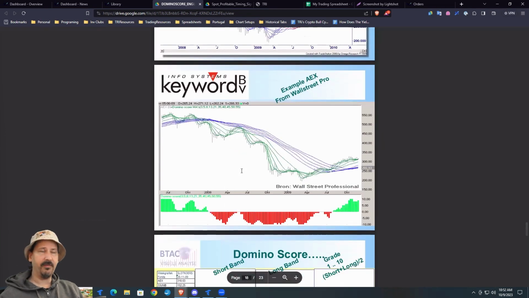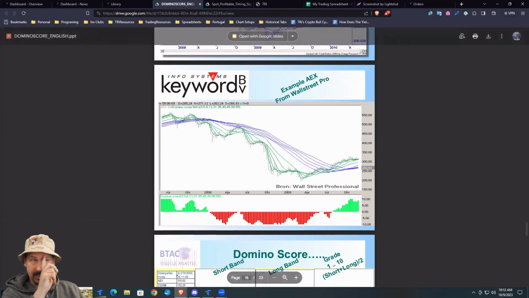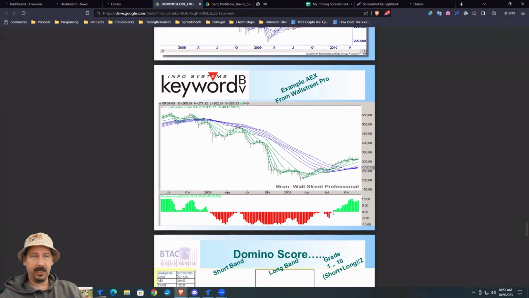Again, this is covered in the education program. You can build indicators that will actually visually show you what those relationships look like on a scoring system. And it's all about momentum, right?